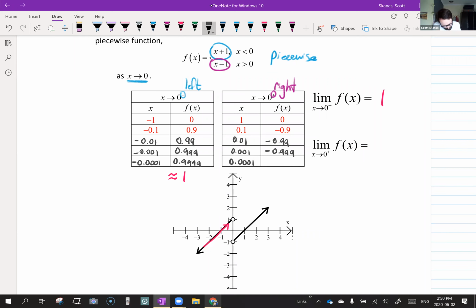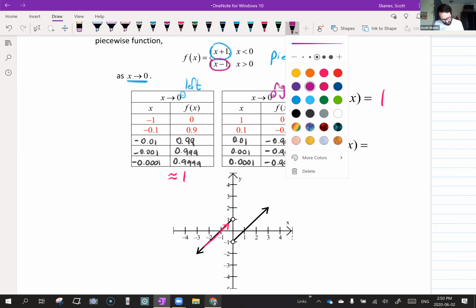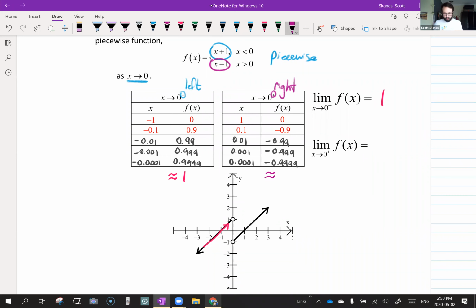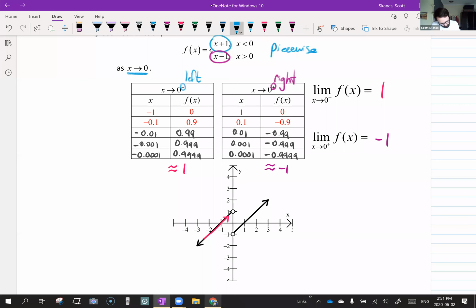So from the right, we can see we're trying to get closer and closer to 0. We're not allowed to touch 0, so we get as close as we can. What number is that essentially? Is it 1? No, it's negative 1. Negative 0.9999999 is essentially negative 1. So we can see that for this function, therefore, the limit as x approaches 0 of this function does not exist.